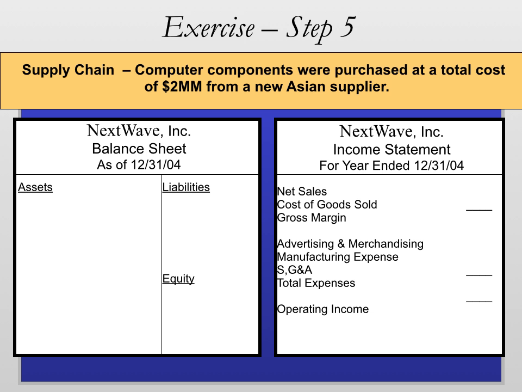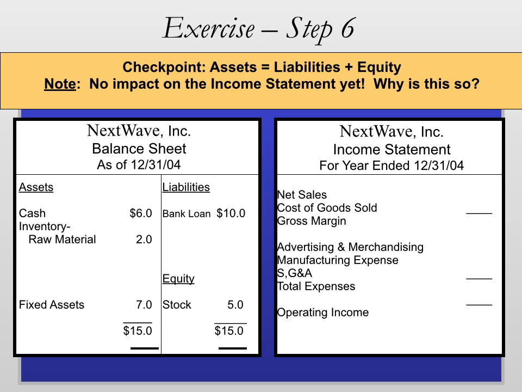Finally, we're going to start building our product for sale to our casino clients. So we need computer components. We're going to get $2 million that we're going to purchase from a new Asian supplier through our supply chain. In this case, we're going to go ahead and buy the inventory with cash, or $2 million. And we're going to create an asset account called raw materials, which is part of inventory, which is going to tell us how much product we're bringing in that will sit on the shelf that will eventually go into manufacturing to create our new product.